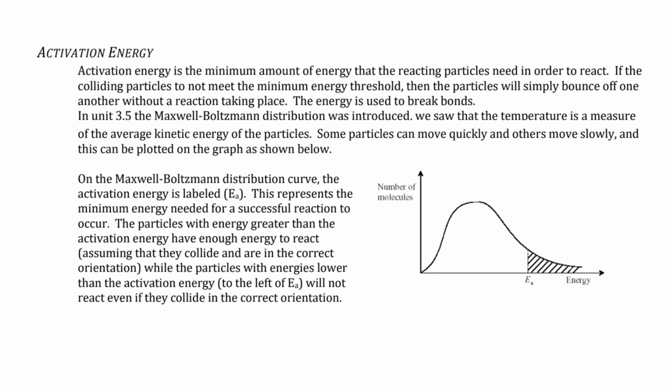On the Maxwell-Boltzmann distribution curve, the activation energy is labeled EA. This represents the minimum energy needed for a successful reaction to occur. The particles with energy greater than the activation energy have enough energy to react, while the particles that have a lower amount, it's not going to happen. That's the way to describe it.